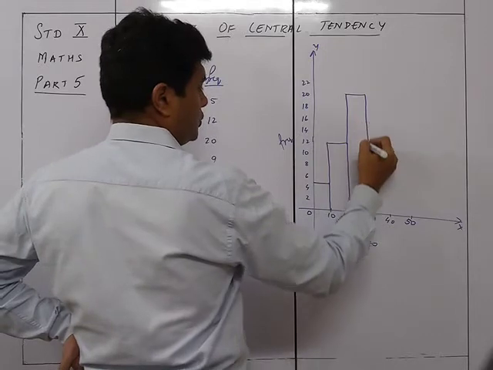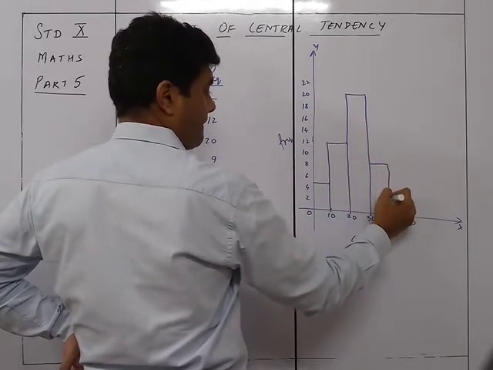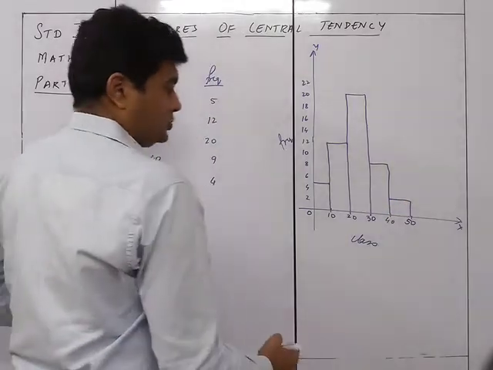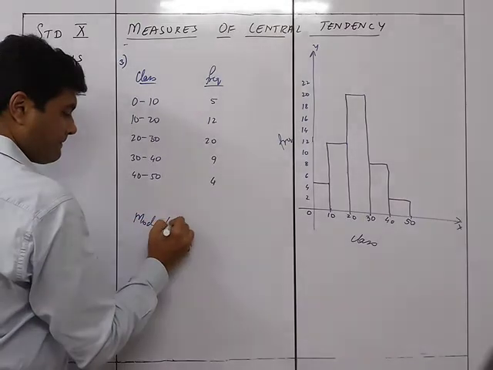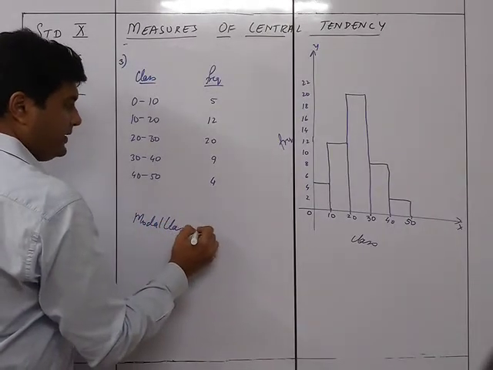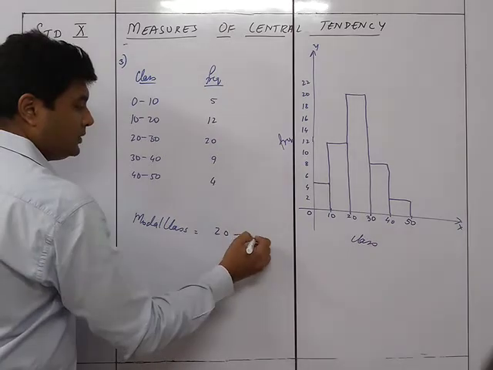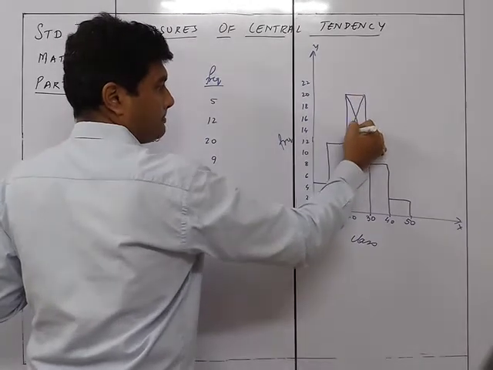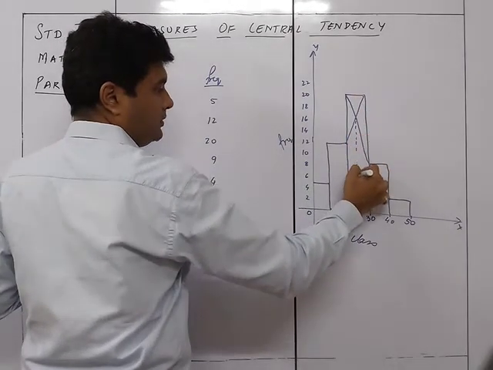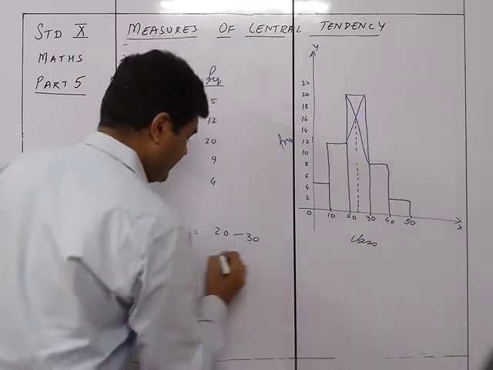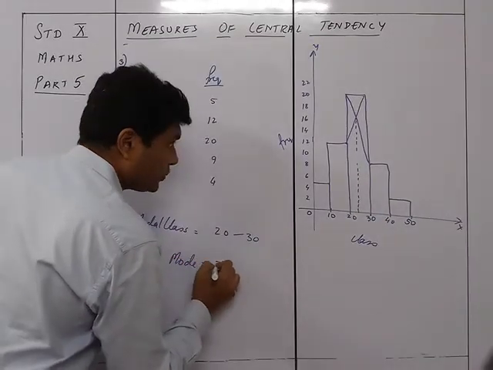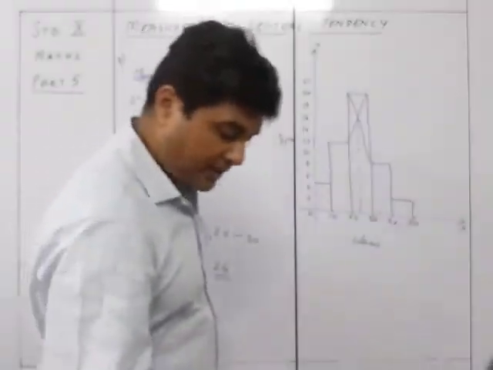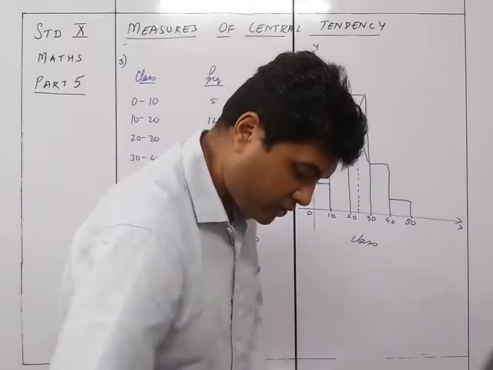Next is 9, so you go to 9 and then 4. So the model class is 20 to 30. For that model class we are going to do the crisscross. We put it down here to get it as somewhere near 24. So mode is equal to 24. Okay, so that was sum number 3 of exercise 24D.